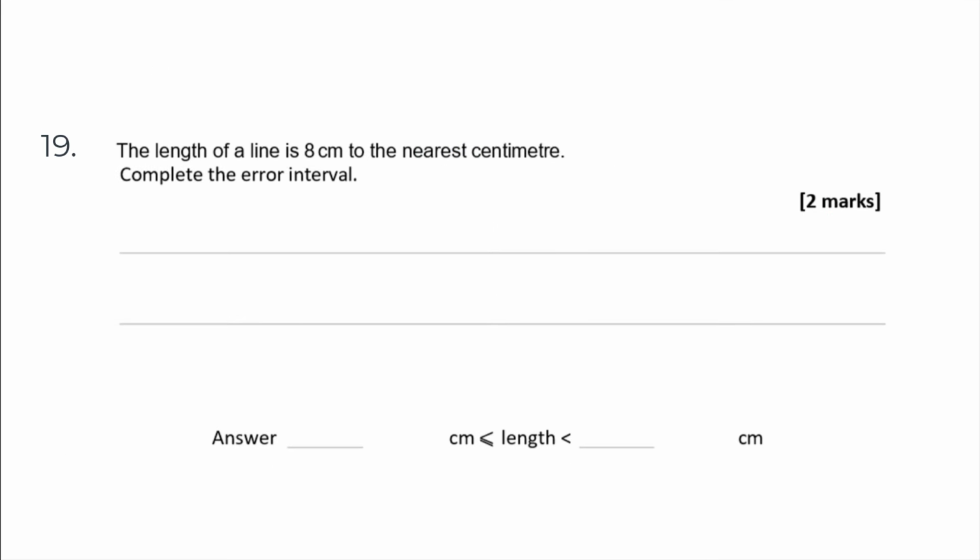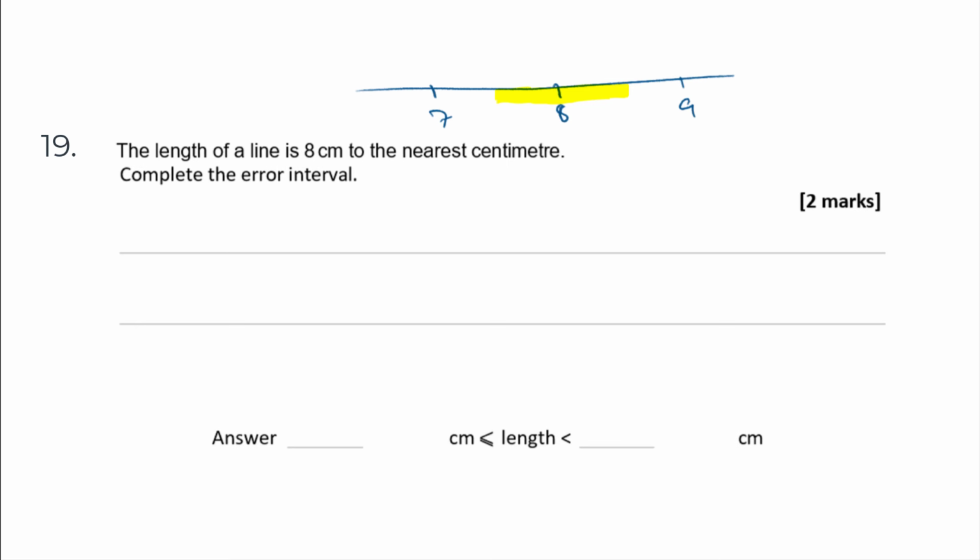The length of a line is 8 centimetres to the nearest centimetre. Complete the error interval. Okay, so if it's rounded to 8 centimetres, if you imagine a ruler with centimetres marked on it, the boundaries at either side are going to be 7 and 9, aren't they? So which numbers round to 8? It's going to be the numbers that are halfway between 7 and 8 up to halfway between 8 and 9. It's the numbers in this range that round to 8.